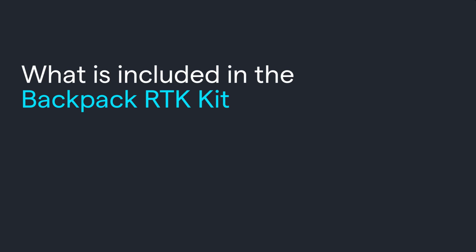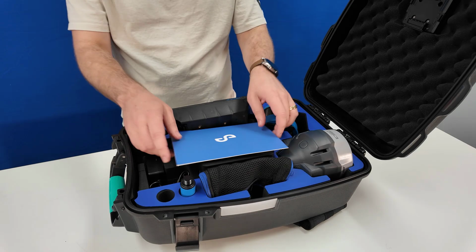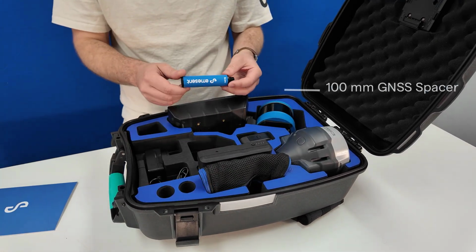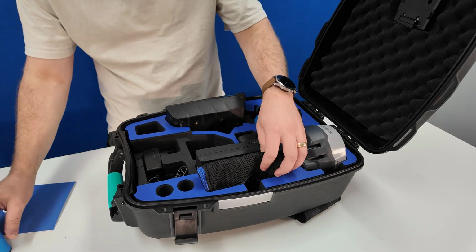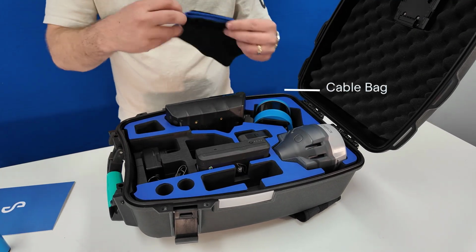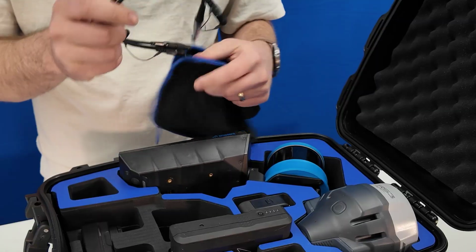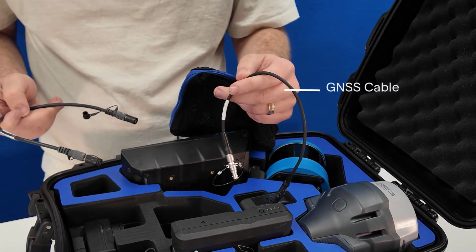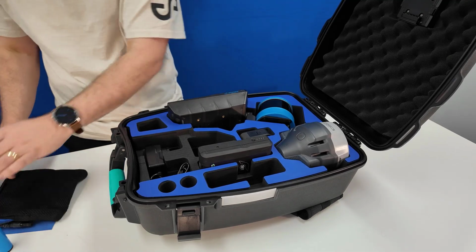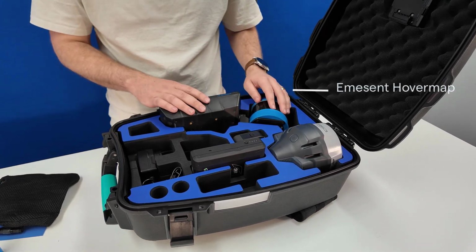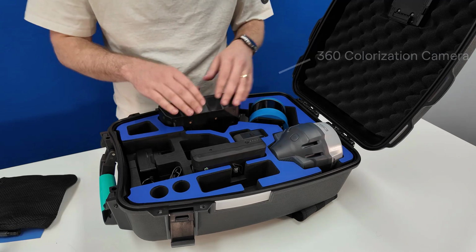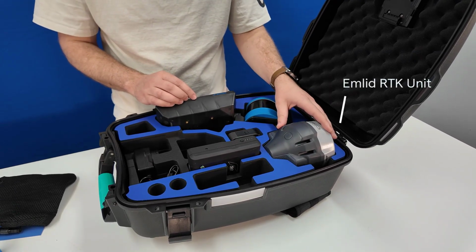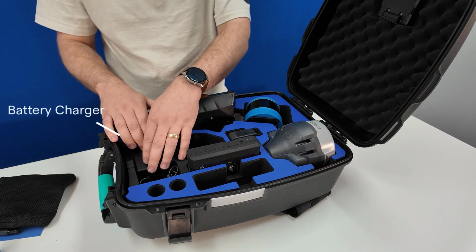This is what's included in the Backpack RTK kit. You'll receive a quick start guide, a 100mm GNSS spacer, and a bag with the cables that you need in it. This includes a Hovermap cable and a GNSS cable. The backpack also includes room for your Hovermap, two batteries, 360 camera, Emlid RTK unit, and a battery charger.